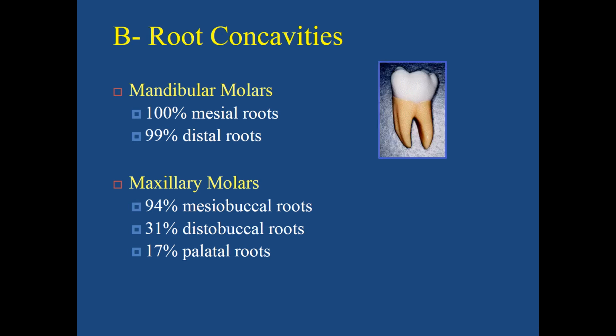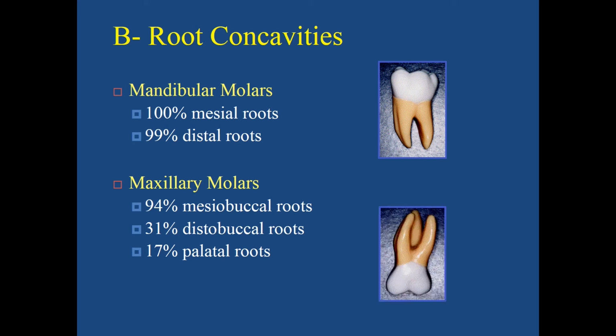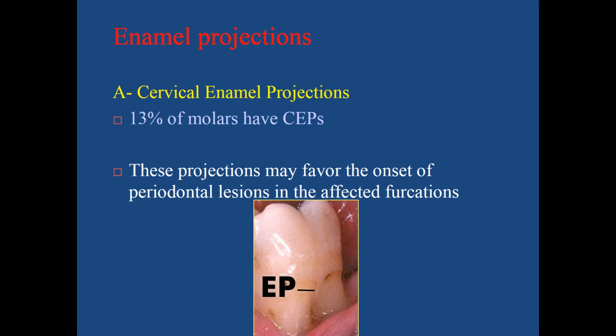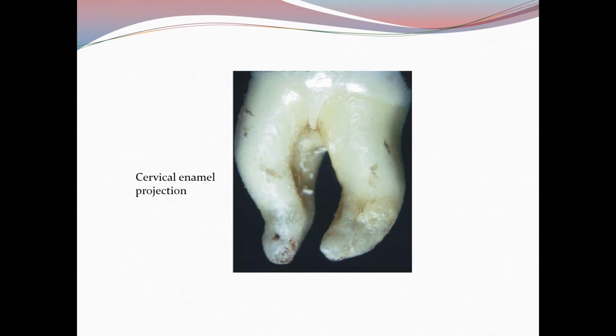Also there are root concavities in the mandibular and maxillary molars, with the percentages shown in this slide. We have the cervical enamel projections, in which the enamel will extend from the cemento-enamel junction until it reaches the furcation area, and this is about 13% of the molars having cervical enamel projections. And these projections will favor the accumulation of plaque, leading to periodontal disease in the furcation area. As we see here, the cervical enamel projection.